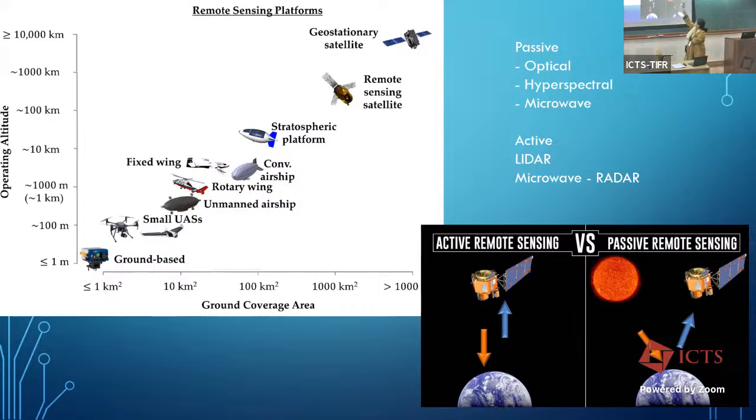So this is just to show you the range of platforms on which these sensors can be mounted. As you go up the gradient, of course you have the ground-based sensors, which will only look at a few 100 meters around. Then you have drones, small UASs, unmanned airships, helicopters, airplanes, something that goes into the stratosphere. Then you have the satellites, which orbit very high above the Earth's atmosphere. And so the higher the platform is deployed, the larger the ground coverage. Yeah, that's the relationship there.